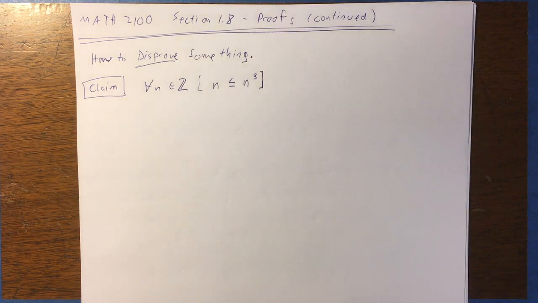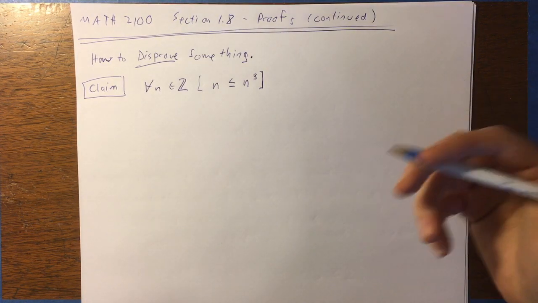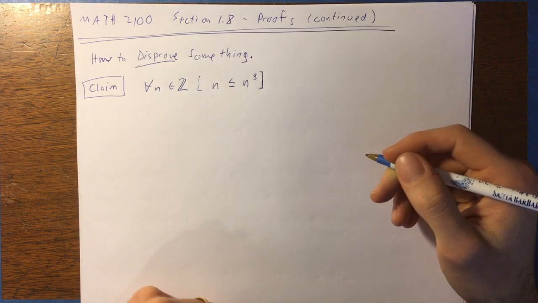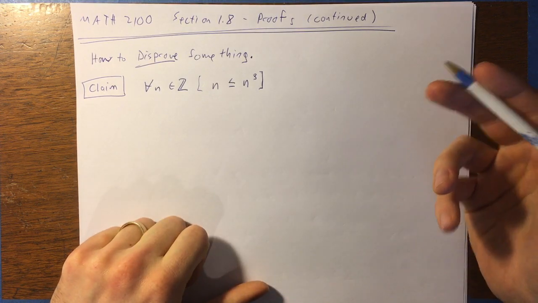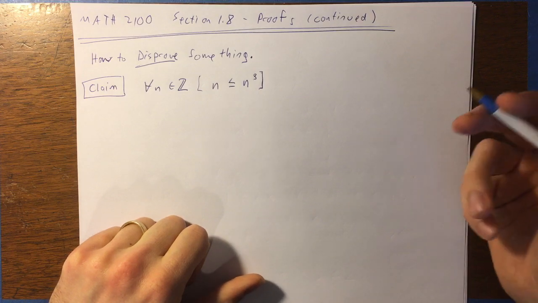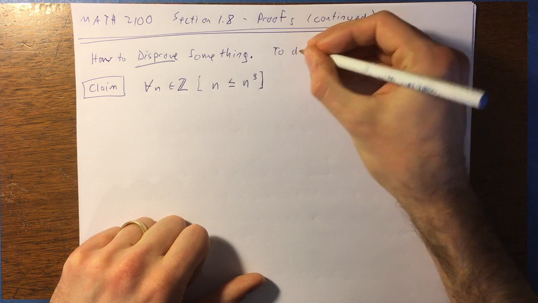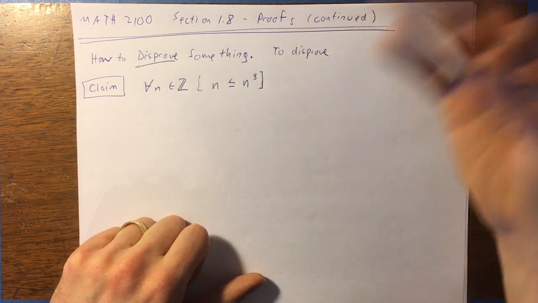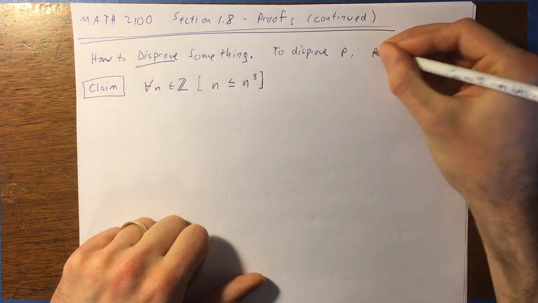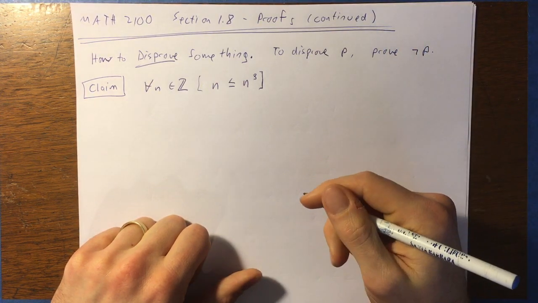All right, so let's begin section 1.8. 1.8 continues on with proofs, introducing more strategies and more ideas related to proofs. So let's begin with how do you disprove something? Well, disproving something is the same as proving its negation. So to disprove some statement, P, what you do is you prove not P. That's all. You just prove the opposite.